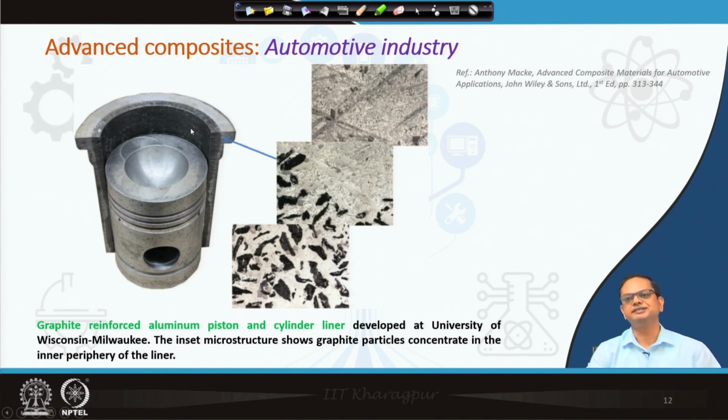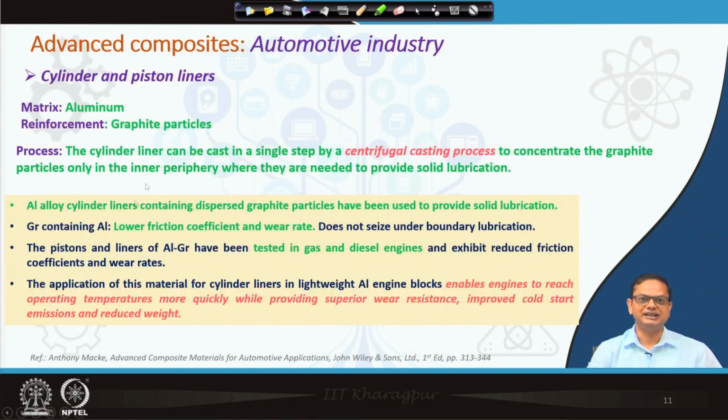These graphite particles here would be acting as lubricants and will be giving a nice lubrication when it is in operation. Okay. So, you can see here as it says, the cylinder liner can be cast in a single step by centrifugal casting process to concentrate the graphite particles only in the inner periphery where they are needed to provide self lubrication, solid lubrication. Okay.